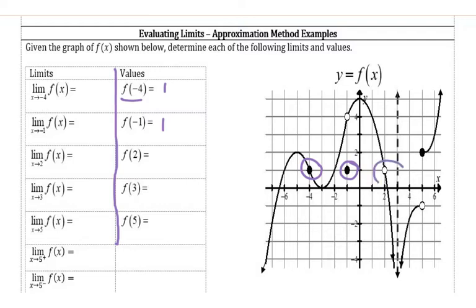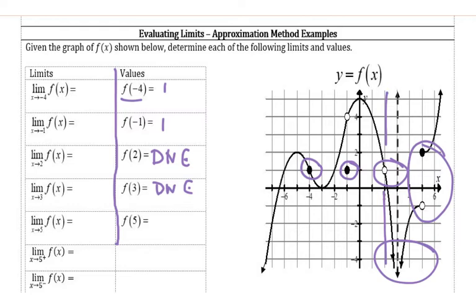F of 2, if you notice there's an open circle at 2, and unlike at -1, there is nowhere along this line where there is a solid coordinate or where there is an ordered pair. So f of 2 does not exist. There's a hole in the graph at that location. F of 3, similarly, it looks like this is approaching negative infinity, but for purposes of right now, we're going to say that f of 3 also does not exist. And lastly, f of 5.